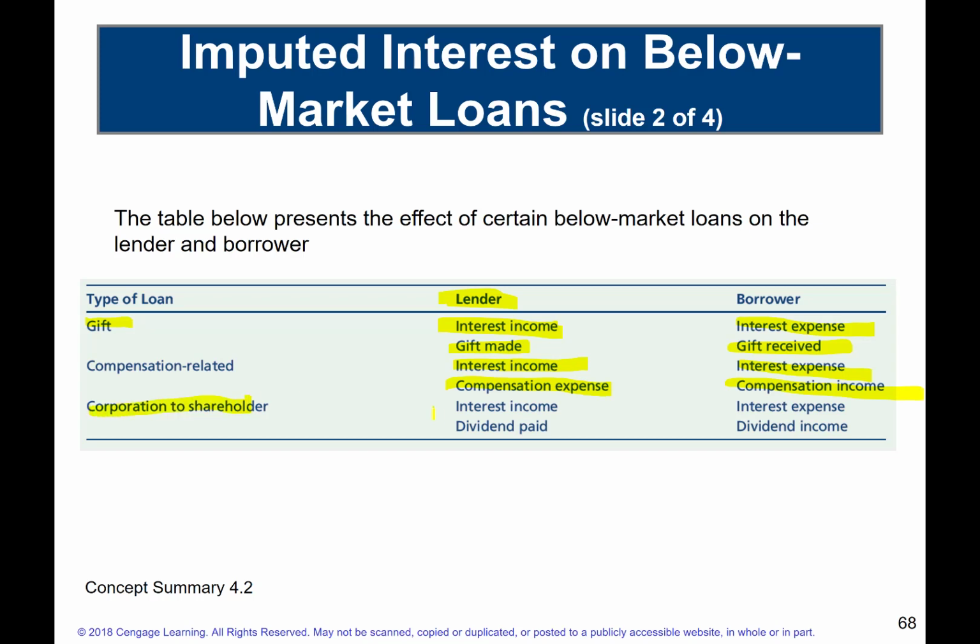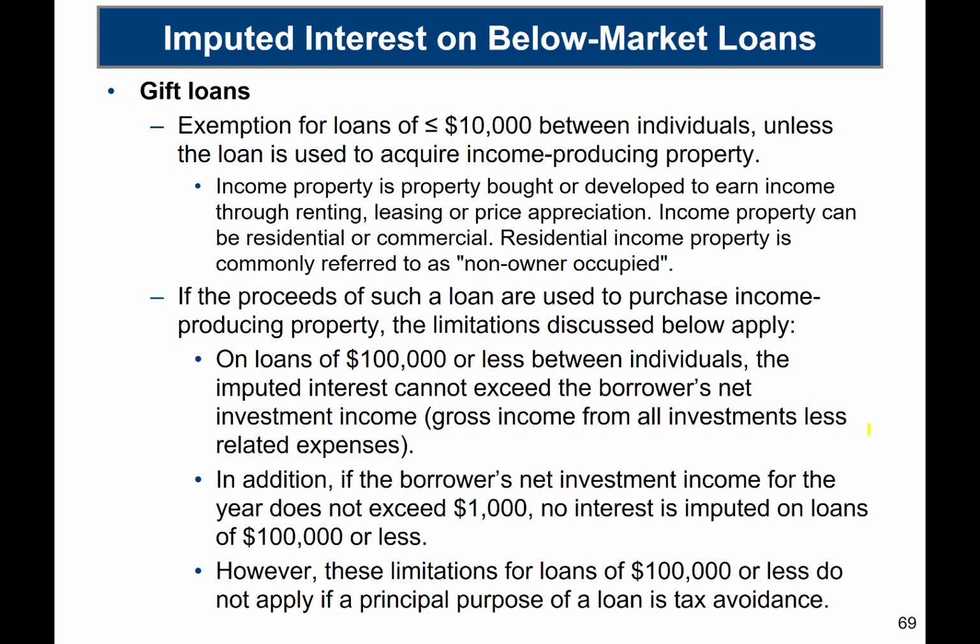Corporation, interest income, and they consider it a dividend paid, which is a little bit problematic because dividends are not an expense, right? Therefore, we can't take them as a tax deduction. So if you're doing that with your shareholders, you're not going to get any sort of deduction for that. For the borrower, it is seen as interest expense and dividend income. Okay. Now, like most of the things, there are exceptions.